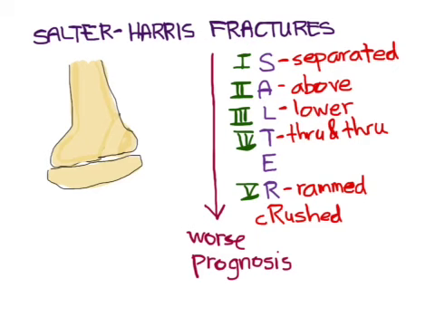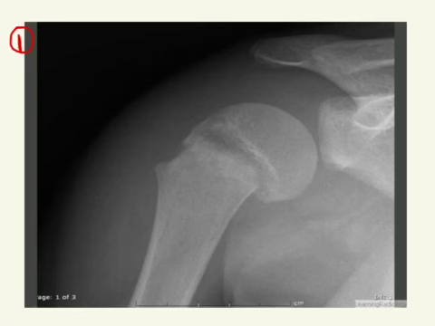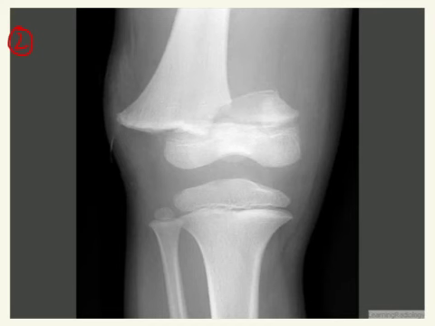Okay, so now let's go through some x-rays and test what you've learned. So this is x-ray number 1. Take a look at it and decide what kind of Salter fracture this would be. Alright, let's go to the next one. Here's the second x-ray. Take a peek and decide what Salter fracture you think this is. And feel free to pause the video if you need to.